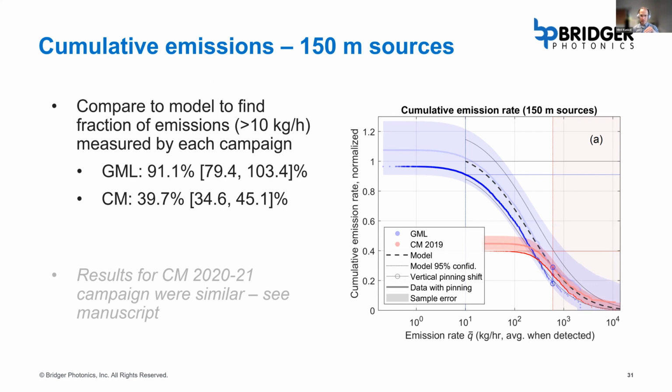There are emitters below 10 kilograms per hour, of course, but because we're not doing any probability compensation, we're not considering that for the totals. So any of the totals that I say here, the true total is actually larger. Right. So for sources greater than 10 kilograms per hour, GML measured 91% of the cumulative emissions predicted by the model, whereas Carbon Mapper measured around 40%. And the results for the 2020 to 2021 campaign were similar.